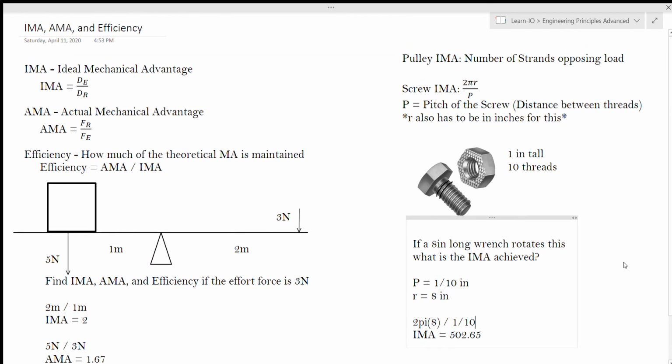But yeah, hopefully that helps you guys understand IMA, AMA, and efficiency a little better, just the differences between them and how to calculate them. Thank you very much.